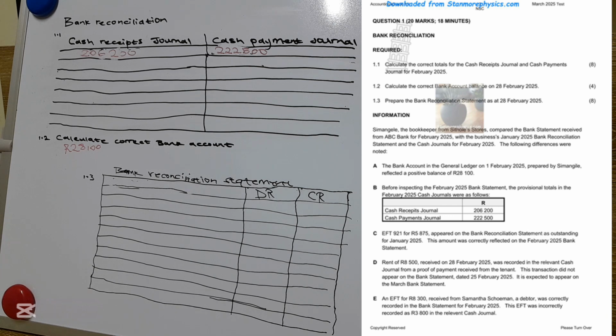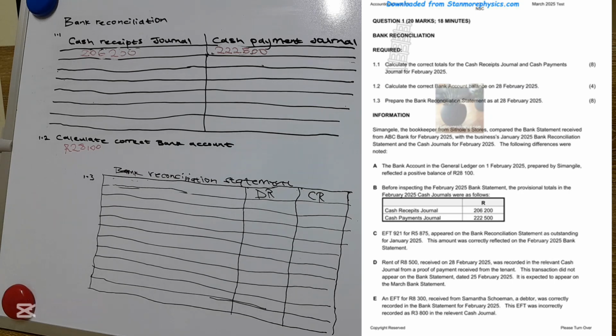Number D, rent of 8,500 received on 28 February 2025 was recorded in the relevant cash journal from a proof of payment received from the tenant. This transaction did not appear on the bank statement dated 28 February 2025. It is expected to appear on the March bank statement. The amount is already recorded on the cash receipt journal, but it was not recorded on the bank statement, meaning we're supposed to record that money on the bank reconciliation statement.